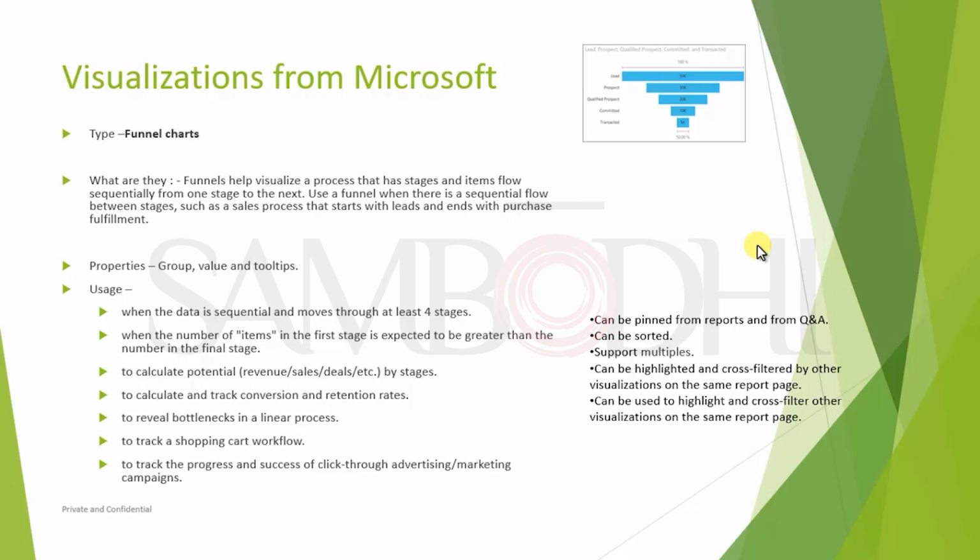The next thing we see is the funnel chart. What does a funnel chart do? Funnels help us visualize a process that has stages and items flow sequentially from one stage to another. Use a funnel when there is a sequential flow between the stages, such as sales process, leads, orders, purchase fulfillment.